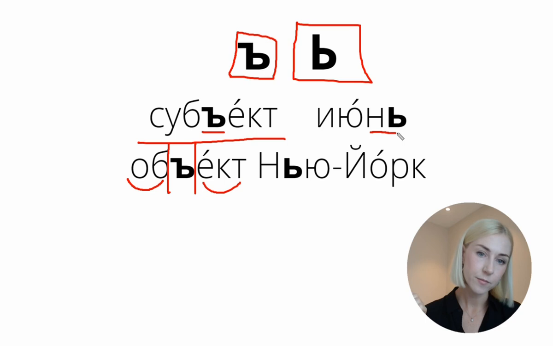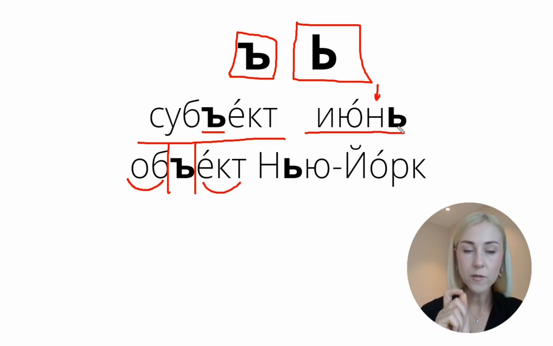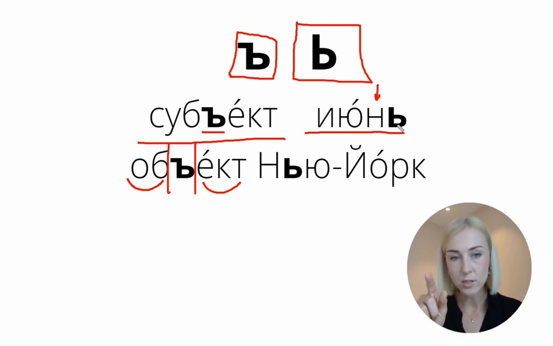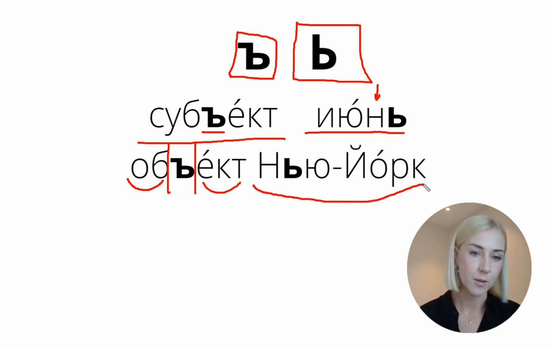So here we have the word with the soft sign at the end. We see that before the soft sign there is a consonant, this one, N. As I've told you, the soft sign softens the preceding consonant, which means that I have to pronounce N softly. I have to soften it. Июнь. Okay. One more example. New York.